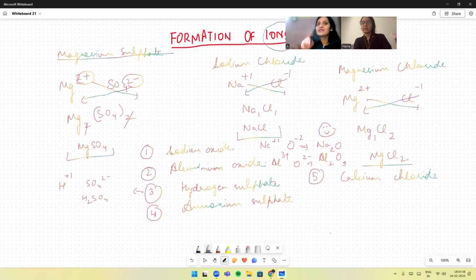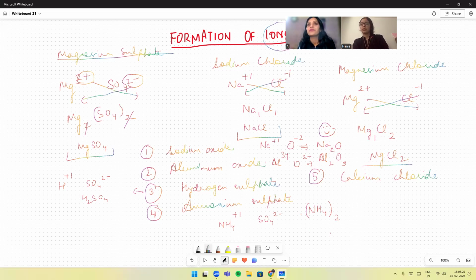Ammonium is written like this: NH4. It is a complex ion, a polyatomic ion, and it will be +1. Sulfate is SO4 2 minus. Now, how am I going to write it? (NH4)2. When I say NH4 2, I have to put a bracket because this 2 is going to be distributed to both nitrogen as well as hydrogen.